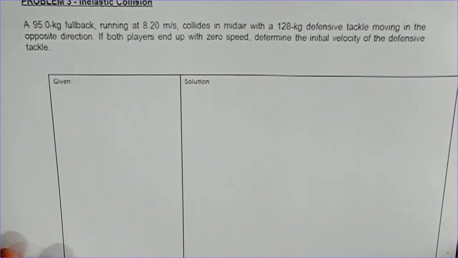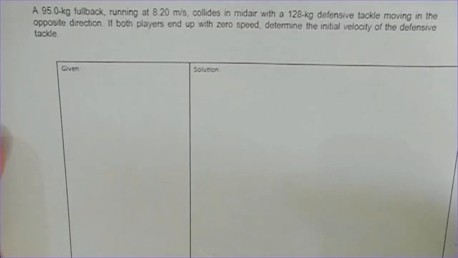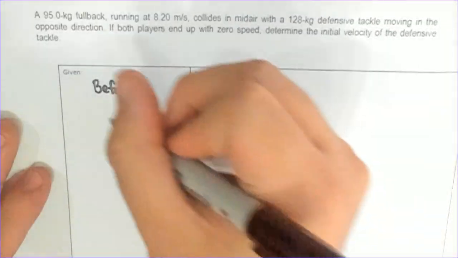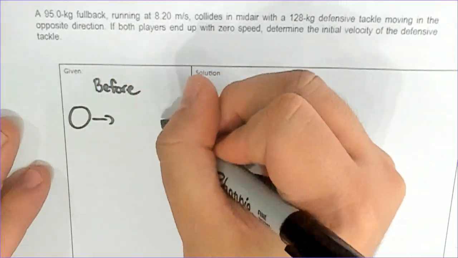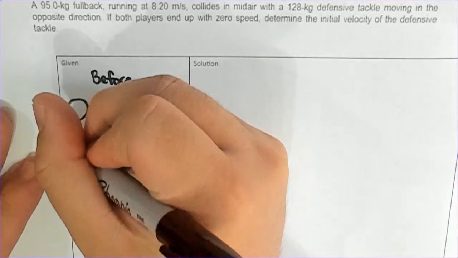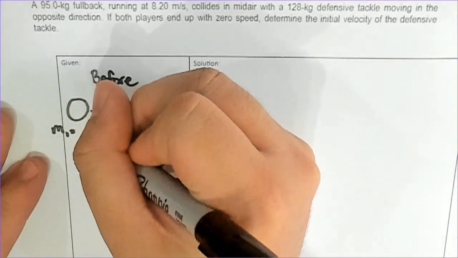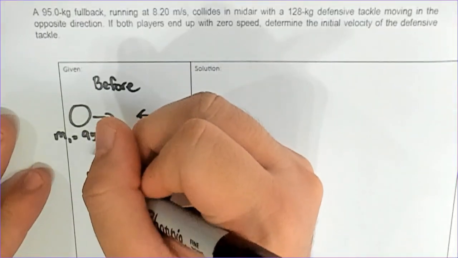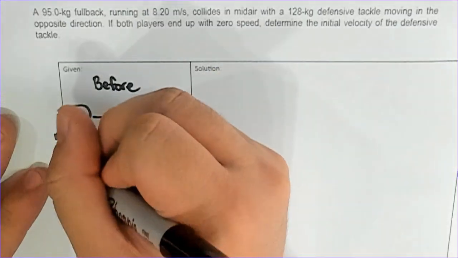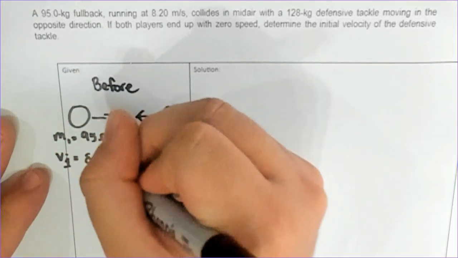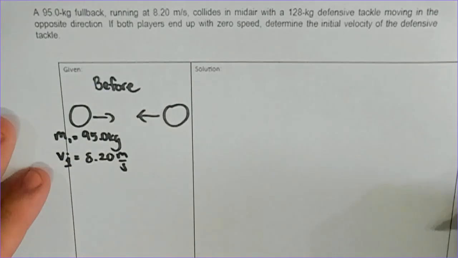So what are we given in this problem? We are given the masses of the players. Let me put that down. Before the collision, you've got one player moving in one direction and the other player approaching head on. The mass of one player is 95 kilograms, and this particular player is also moving at a velocity of 8.20 meters per second.